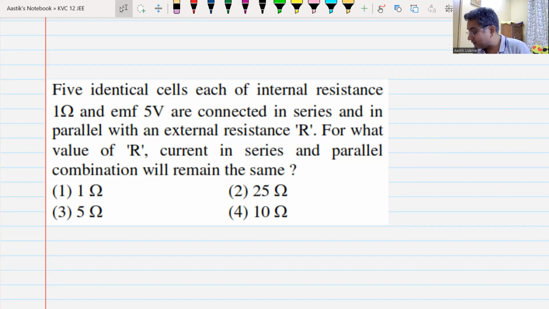5 identical cells, each of internal resistance 1 ohm, are connected in series. Good. And then they are connected in parallel with an external resistance R. For what value of R will the current in series and the current in parallel remain the same?